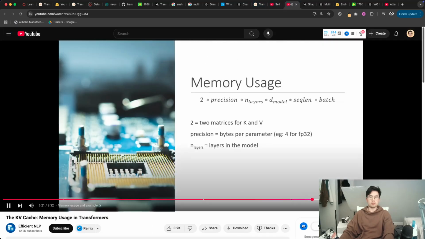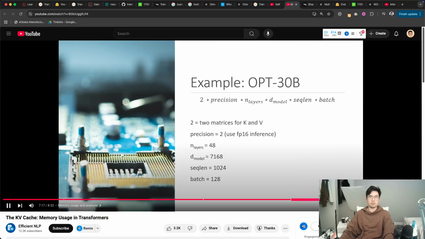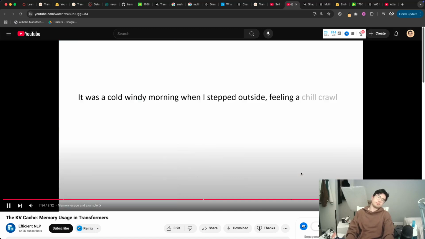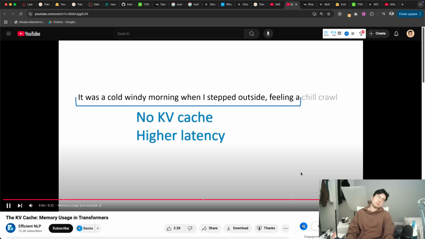N layers is the number of layers in a model, which is now 8. If we multiply everything together, we get the KV cache for this model, which stores the K and V matrices for every token in the prompt.